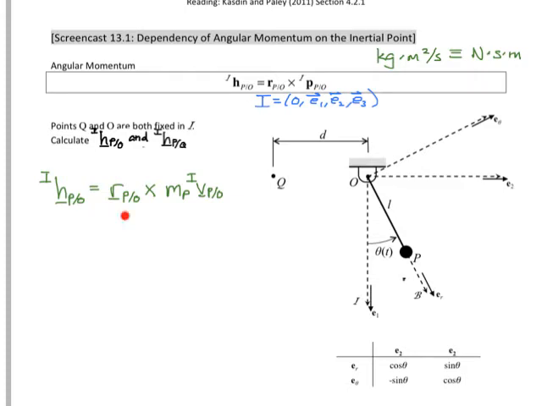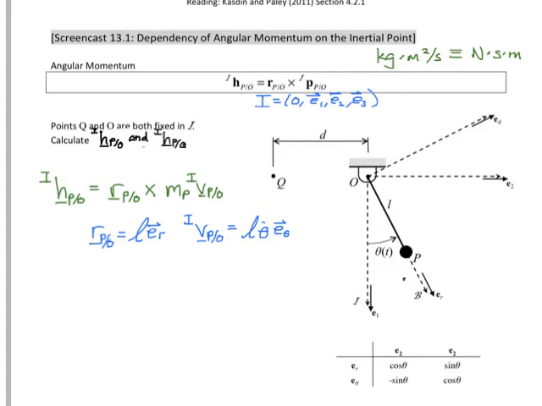So let's take each of these components and calculate them individually. We have the position vector of P with respect to O. We see that this is the length L in the ER direction. And we take the time derivative of this expression as observed in the inertial reference frame to get the velocity of P with respect to O. It's equal to L theta dot in the E theta direction.